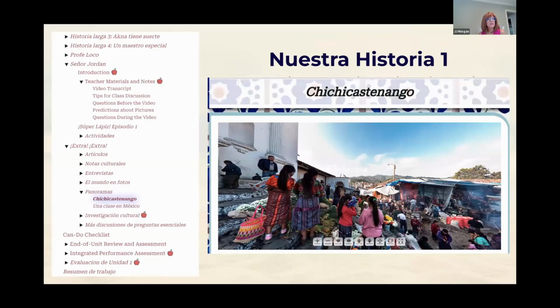So we have lots and lots of images in Voces already, which you know if you are a current user. This is a panorama from Chichicastenango in Nuestra Historia Uno. And you can scroll these 360 degrees up, down, and around and see everything that's going on in this image.